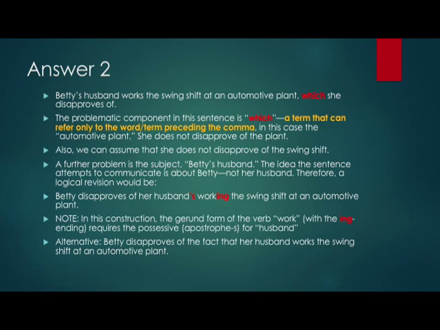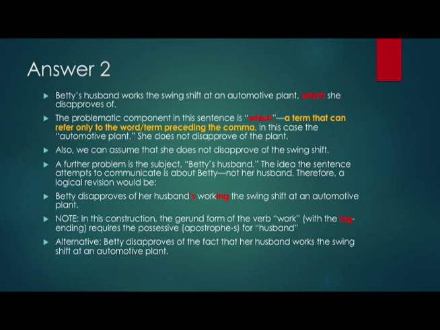Okay. Grammatically speaking, the word which, and it's always preceded with a comma, can only refer to the word or the term in front of that comma. In this case, an automotive plant. That's grammatically the only thing it can correctly refer to. So, we can be reasonably sure that Betty does not disapprove of the automotive plant. Also, she probably doesn't disapprove of the swing shift itself.